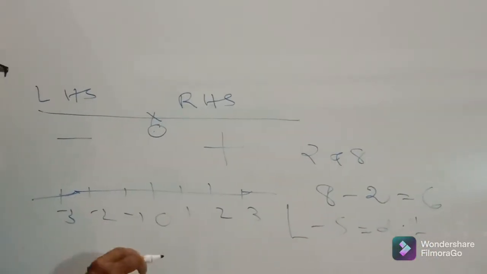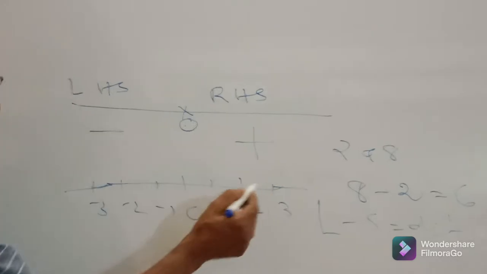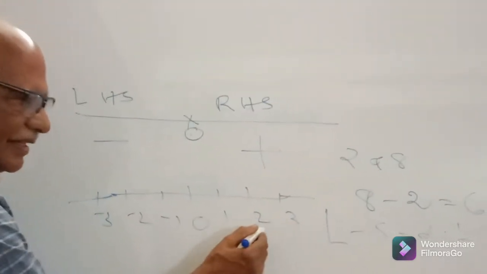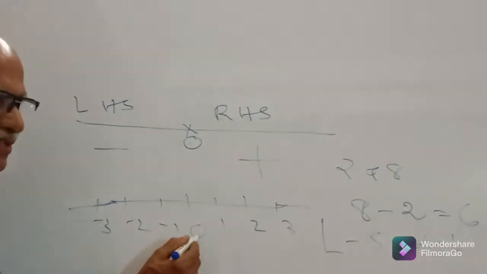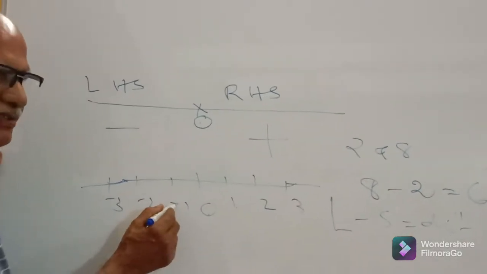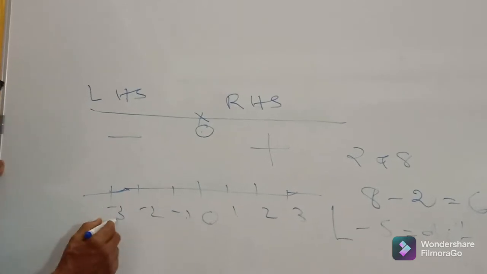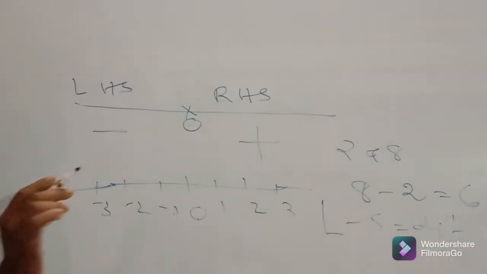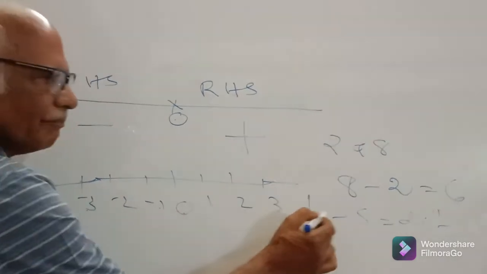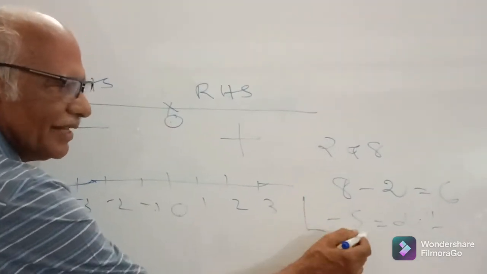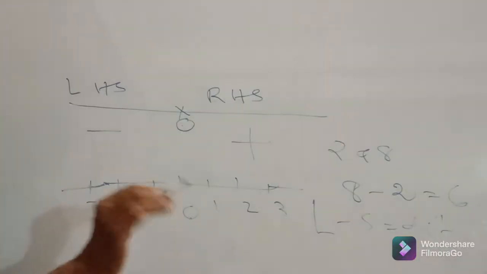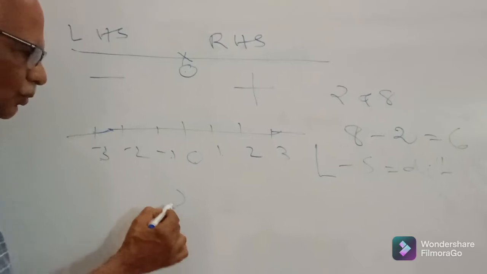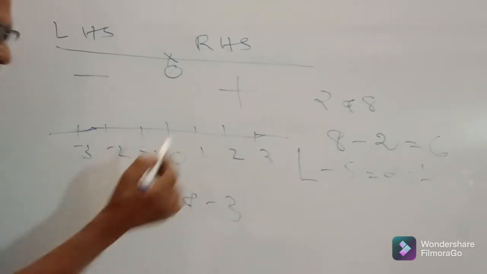So large minus small. Now you can see on the right it is bigger. 3 is bigger than 2. 1 is bigger than 0. 1 is bigger than -1. -1 is bigger than -3. So on the right it is bigger and on the left it is smaller. So big minus small or large minus small is the difference. That idea is fundamental.